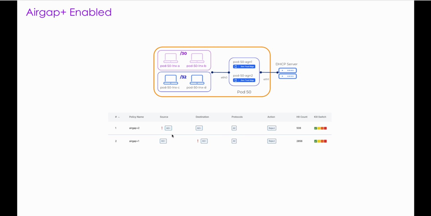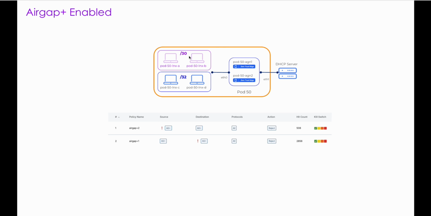We'll then create two segmentation policies to control the communication. The first policy is that communication from all the non-AirGap Plus endpoints, which is C and D, should not be sourced for a destination of A and B, and the action is set to reject. Whereas the second policy does the same thing in the reverse direction: any communication sourced from the AirGap Plus endpoints, which is A and B, for destination C and D should also be rejected.